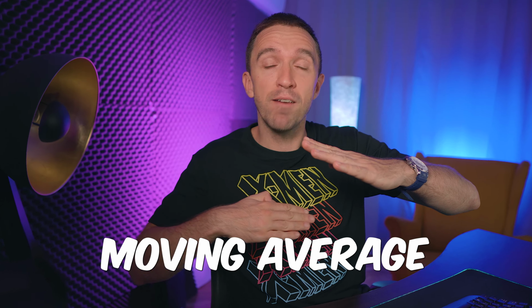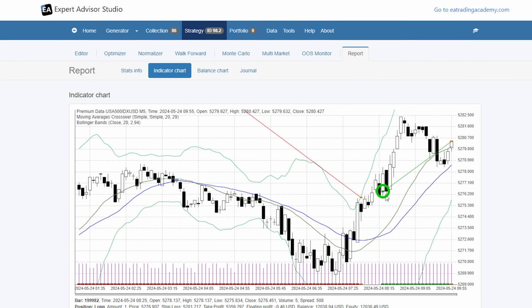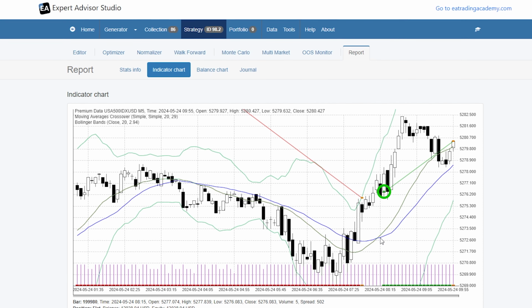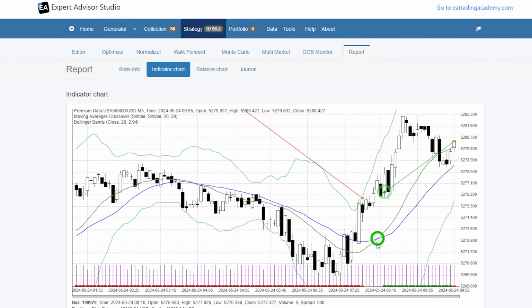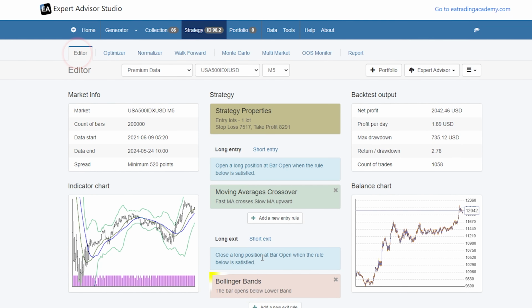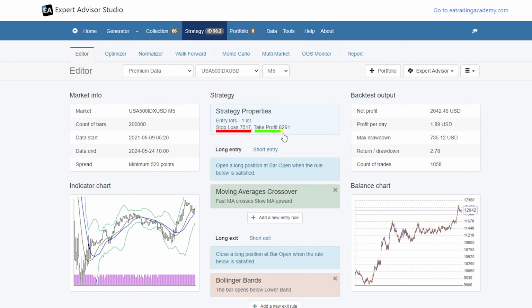Let me show you that on the chart, and I'll just look for a long trade. Actually the very recent one is a long trade, and you can see that we have a long trade after we had a candle where the fast moving average crossed the slow moving average upwards. Then we have an exit indicator from the Bollinger Bands, and we have a stop loss and a take profit.